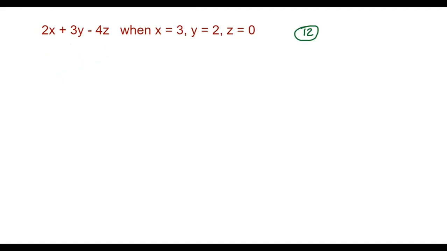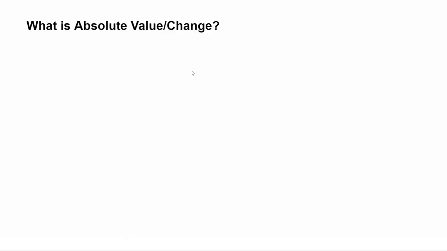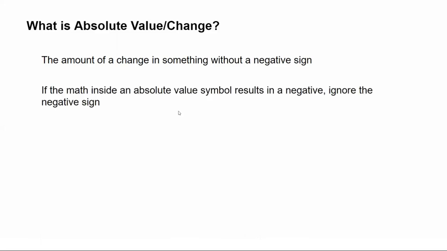pretty straightforward. In this video, we are going to talk about doing problems that involve the concept of absolute value. Let's review what absolute value, or sometimes it's called absolute change, means. It's the amount of change in something without a negative sign. In other words, we're not really concerned about the direction. We're just concerned about the amount of the change, and we will treat it as a positive number.